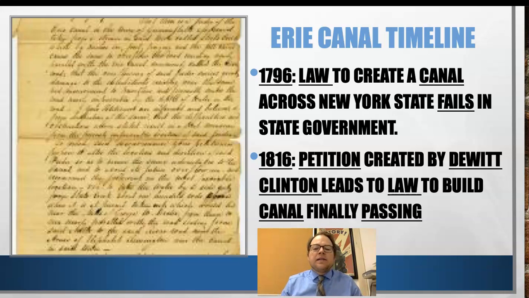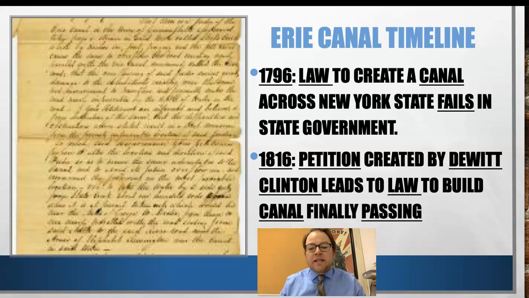But around the mid-1810s, 1814, 1815, this guy by the name of DeWitt Clinton, the son of a former New York State governor, and that governor, George Clinton, was also very influential in the founding of our country, goes around the state and thinks that the big thing that's going to help New York State is building this canal. He gets a petition signed by thousands, and you can see part of it there. That would be an example of a primary source.